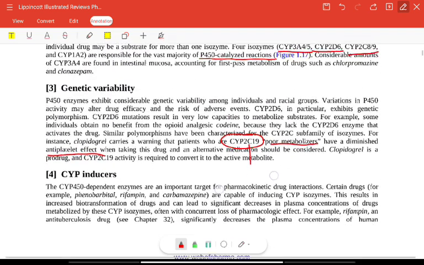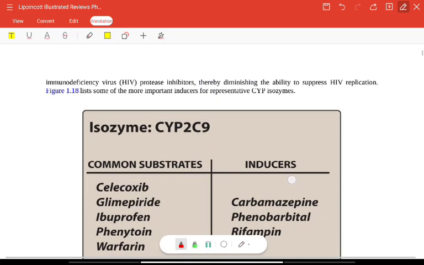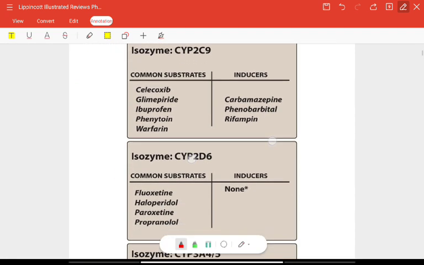CYP inducers. Some drugs are inducers, some drugs are enzyme inhibitors. Phenobarbital, rifampin, carbamazepine, these all are CYP inducers. These will induce the enzymes and hence lead to a significant decrease in the plasma concentration of the drugs, because when the enzymes are induced, it means the drug will be metabolized more and eliminated sooner. Now, common inducers, you have to remember: carbamazepine, phenobarbital and rifampin. The substrates are celecoxib, glimepiride, ibuprofen, phenytoin, warfarin.